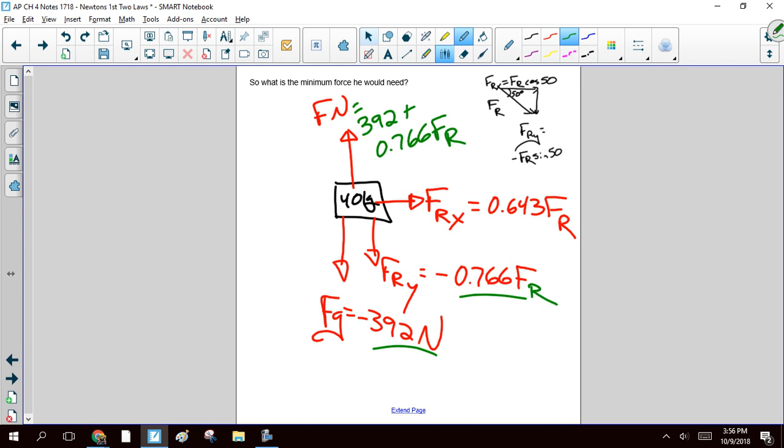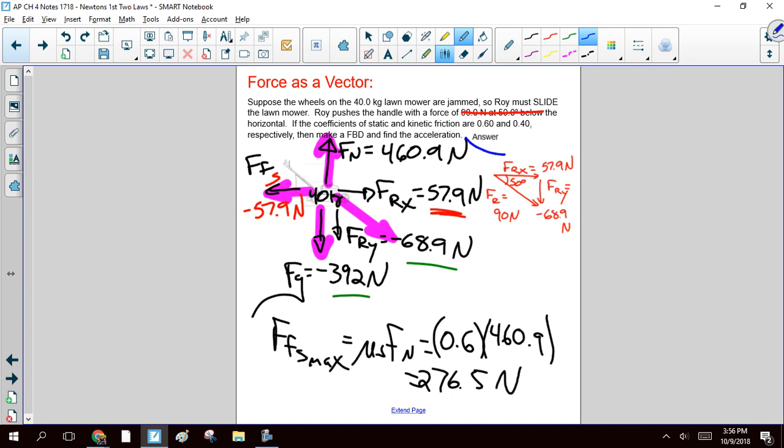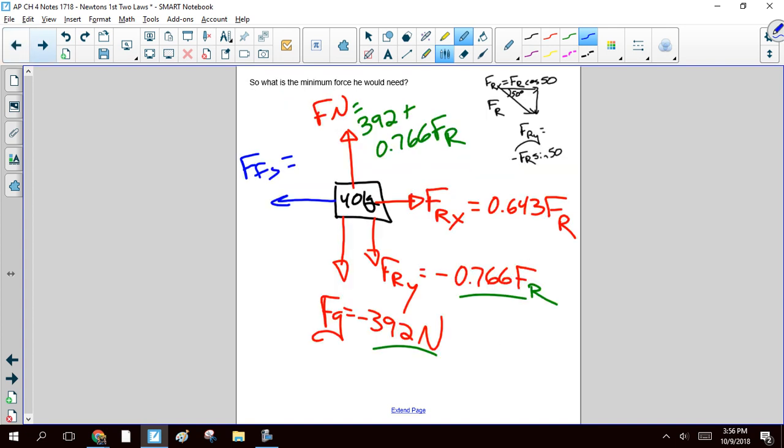All right, and then there's friction trying to prevent the motion, right? And the friction that's trying to prevent the motion is static friction. And our static friction is our coefficient of static friction, which was 0.6, times our normal force. So our static friction is 0.6 times our normal force, which I don't quite have enough room to write. We're going to make it work. 392 plus 0.766 FR.